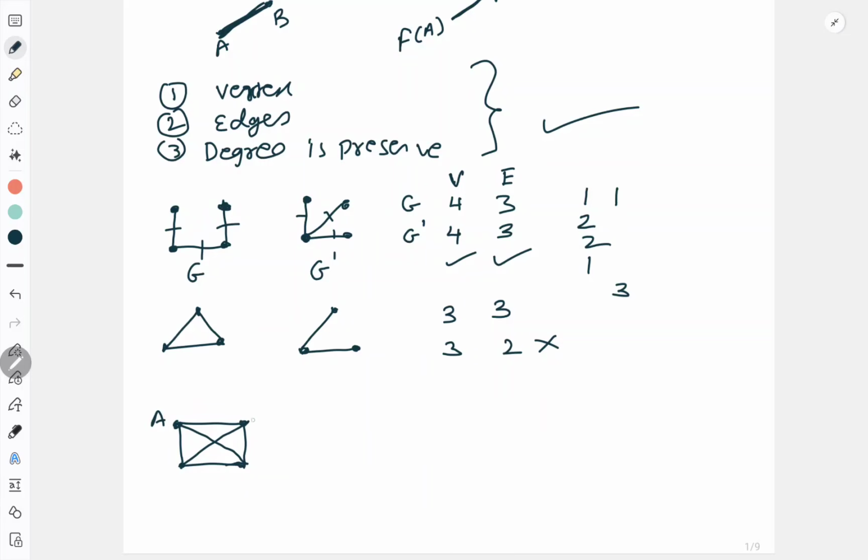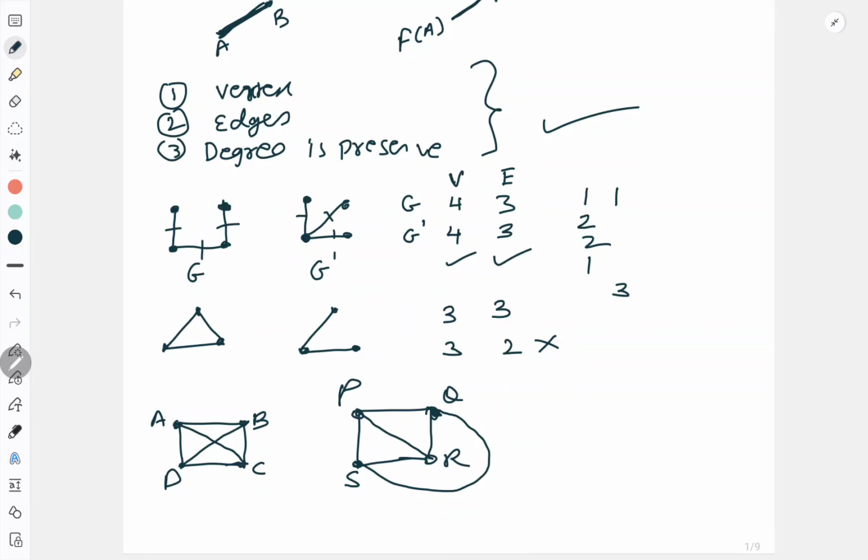Let me name that A, B, C, D, and the other one G dash is P, Q, R, S, and then PR I am joining and QS I am joining. Now I need to show that these two are isomorphic graphs. So how will I start?